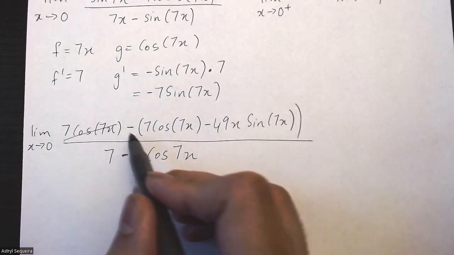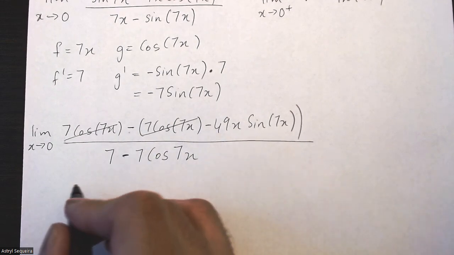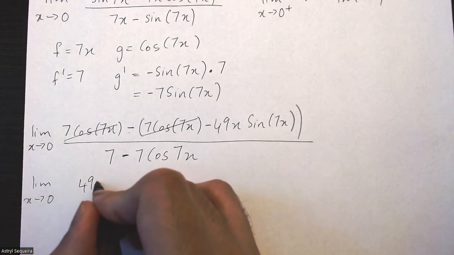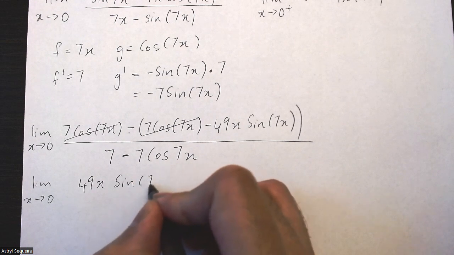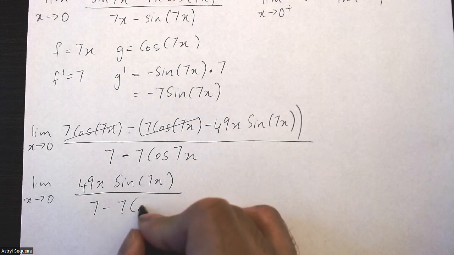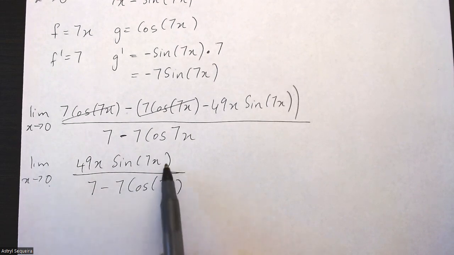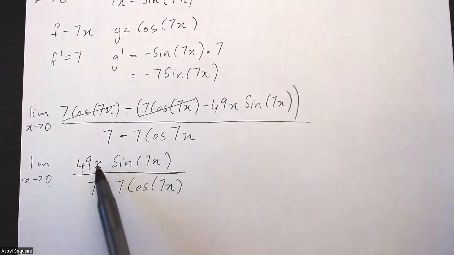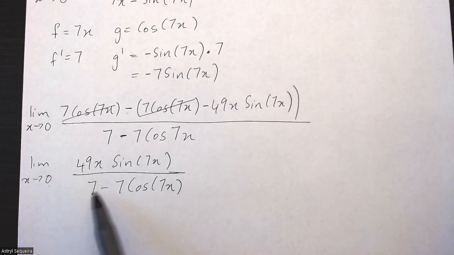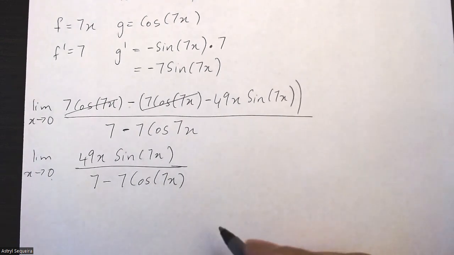This can be simplified a bit. 7 cos 7x minus 7 cos 7x cancels. If I distribute the negative in with this, I'll have positive 49x sine 7x divided by 7 minus 7 cos 7x. Now if I sub in 0 into the top, the whole top will be 0. If I sub in 0 into the bottom, I'll get 7 minus 7 because cos of 0 is 1. It's also 0, so I need to derive this again.